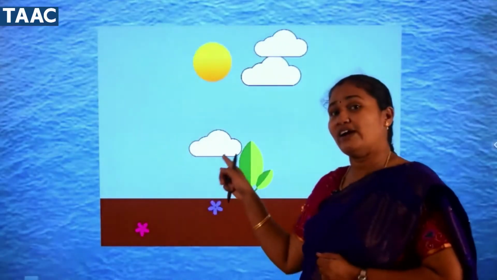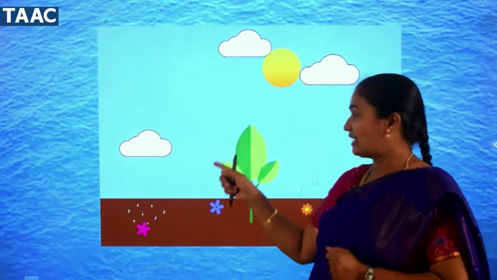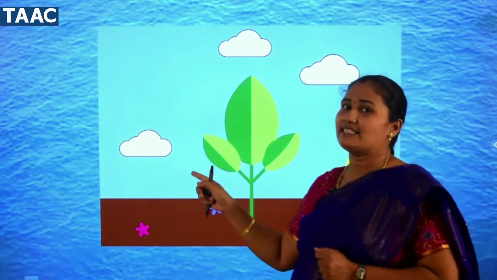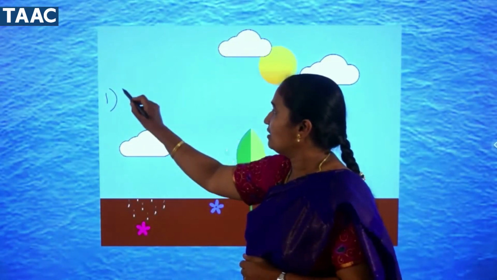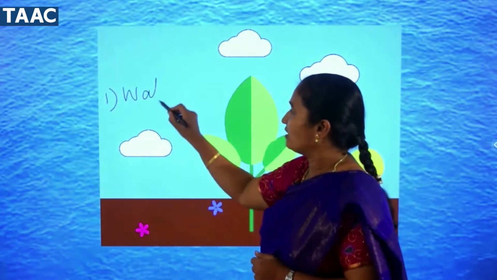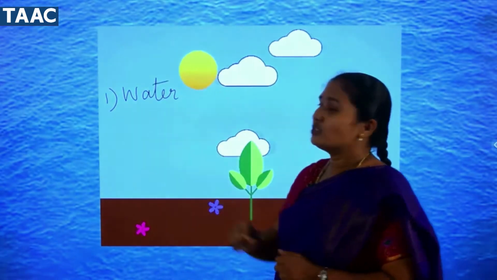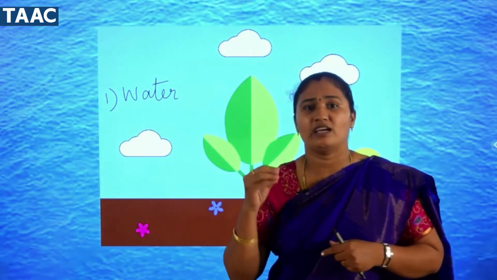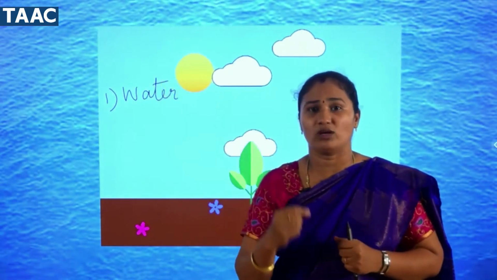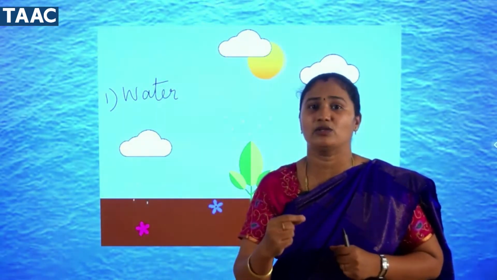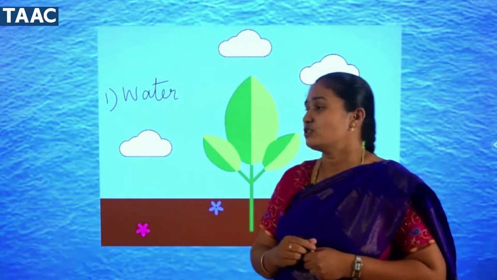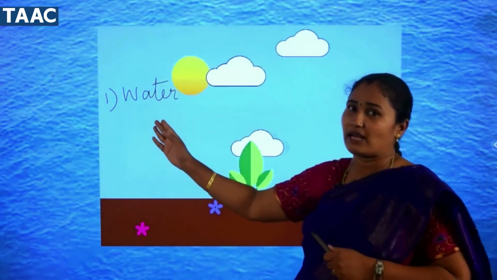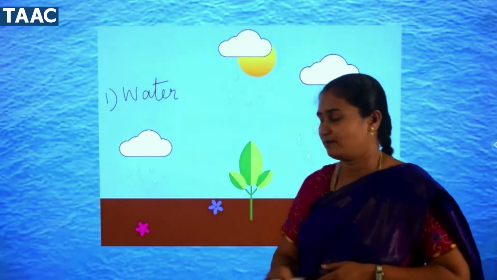The first very essential factor. Can you guess what this is? Yes, this is water. The first factor which plants require is water. We all know that all living organisms in the entire world need water. It is a very essential factor for their survival. So, the first common factor that the plants need is water.